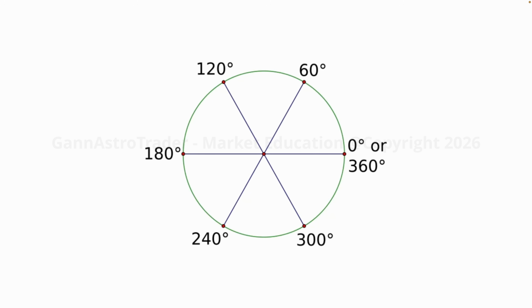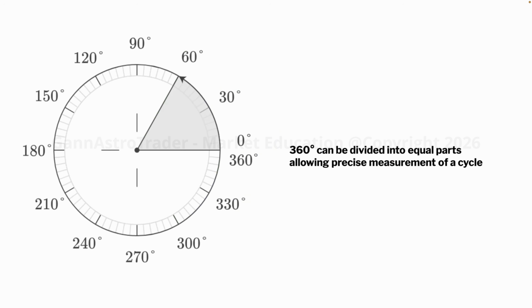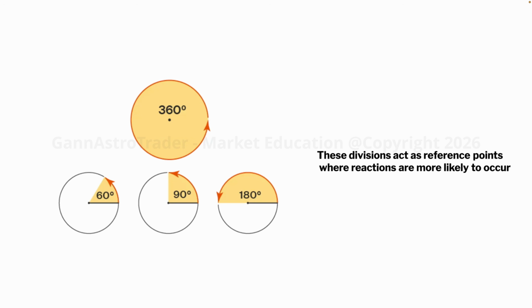A complete cycle is represented as a circle, and that circle is divided into 360 degrees. This division of 360 degrees comes from an ancient numerical system based on 60. The number 60 has a unique property. It can be divided into many equal parts, including 2, 3, 4, 5, 6, 10, 12, 15, 20, and 30. Because of this flexibility, it allows a cycle to be broken down into smaller and precise segments.